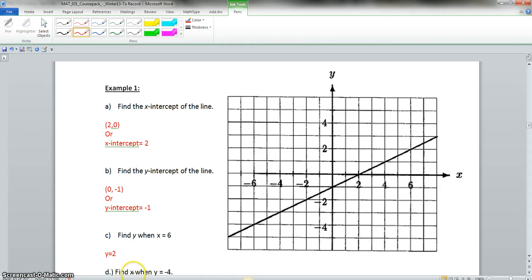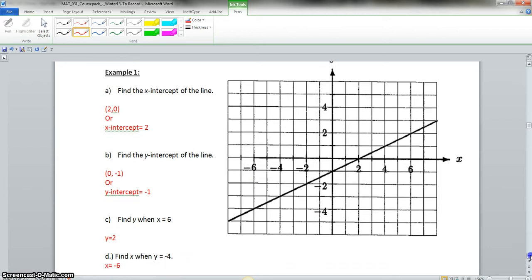Now it says D, find x when y is -4. So we will go down here to -4, where y is -4, and go over to where the line hits where y is -4. And if we notice here to find x, we will go up. x is -6. So our answer here is x is -6.